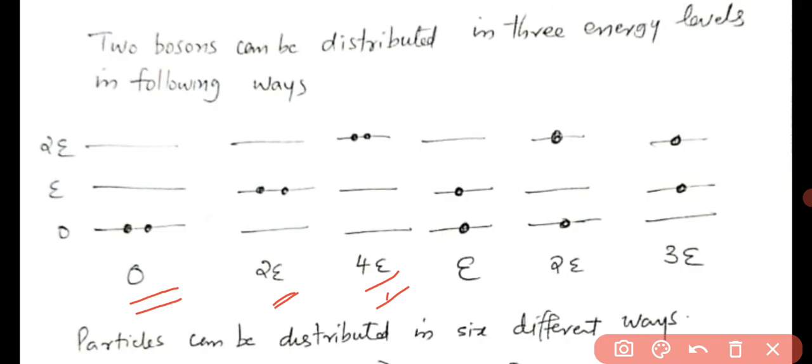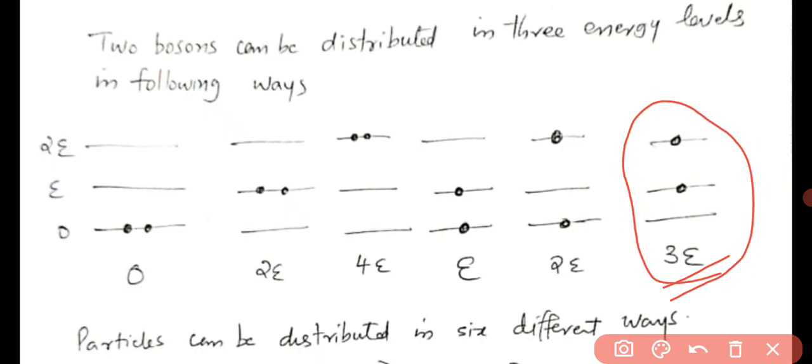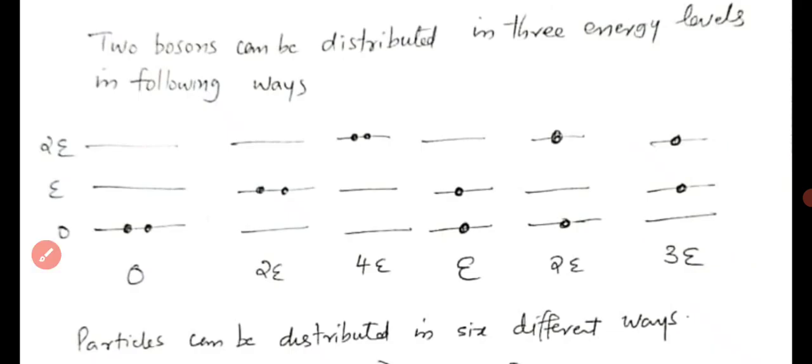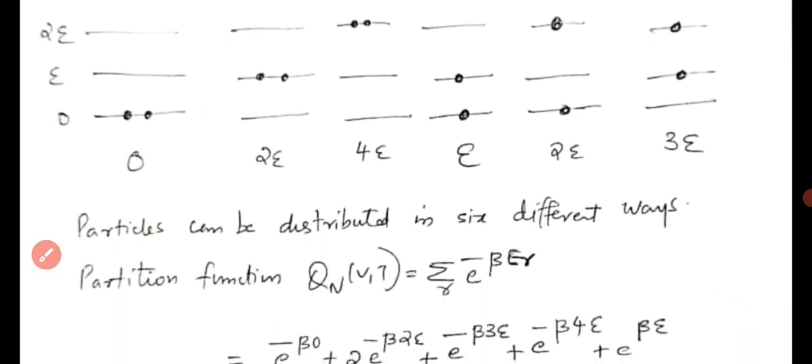Here the total energy is epsilon because one particle is in 0, the other particle is in epsilon. Here this is 2 epsilon, one particle in 0, other particle in 2 epsilon. Here it is 3 epsilon because one particle in 2 epsilon, one particle in epsilon. So only for this distribution the total energy is 3 epsilon. We have to find the probability for the system to be in this state.